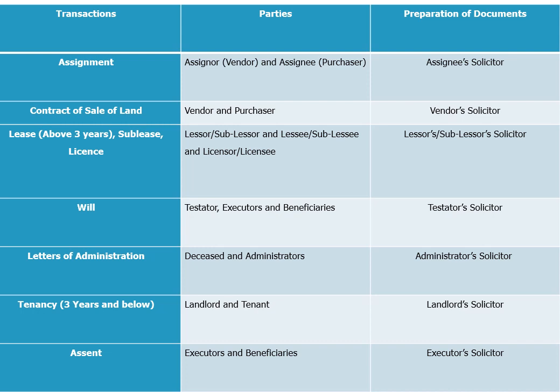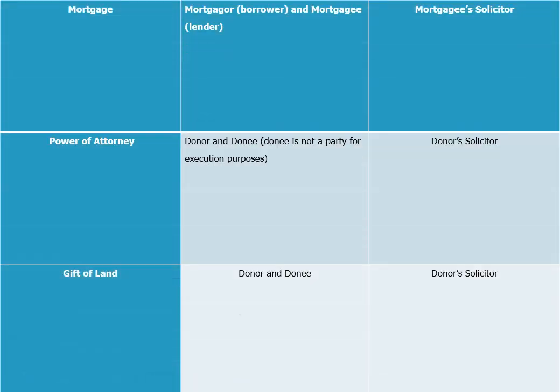For a tenancy, parties are the landlord and tenant. The landlord's solicitor prepares the document. For an assent, parties are the executors and beneficiaries. The executor's solicitor prepares the document. Mortgage, parties are the mortgagor (borrower) and mortgagee (lender). The mortgagee's solicitor prepares the legal document.